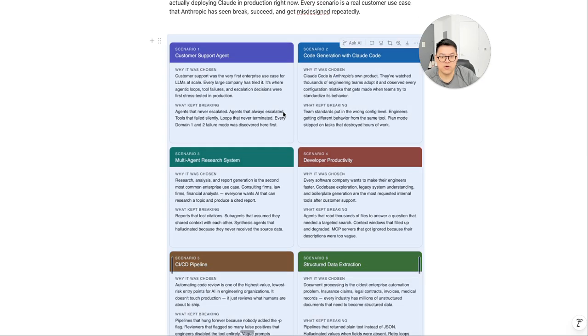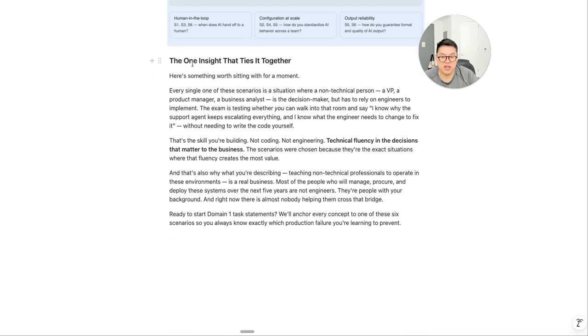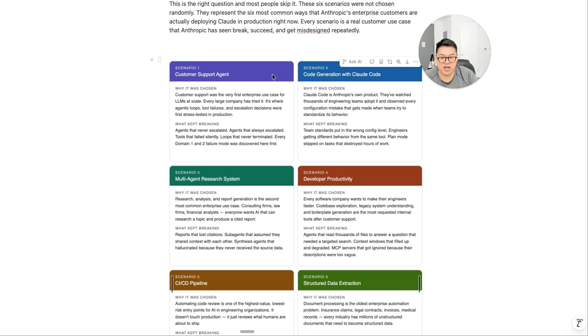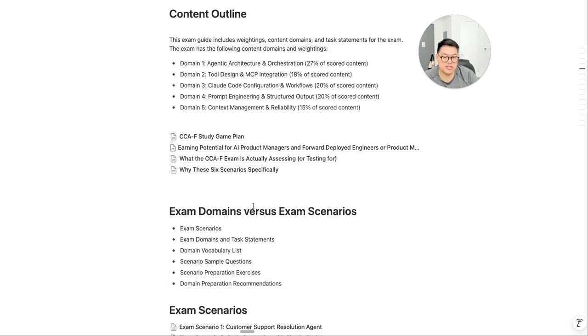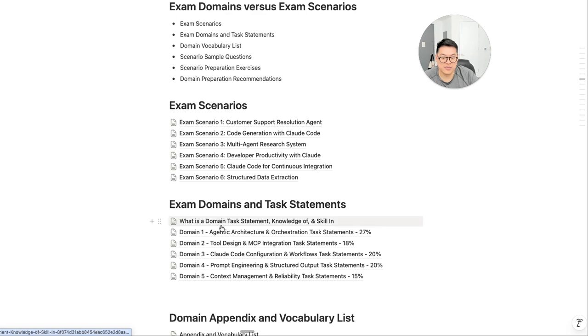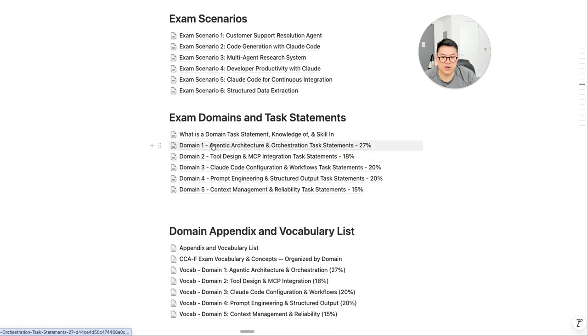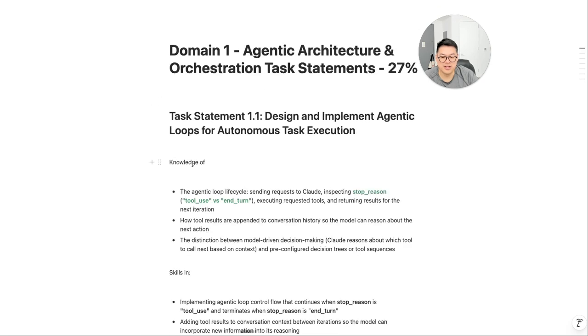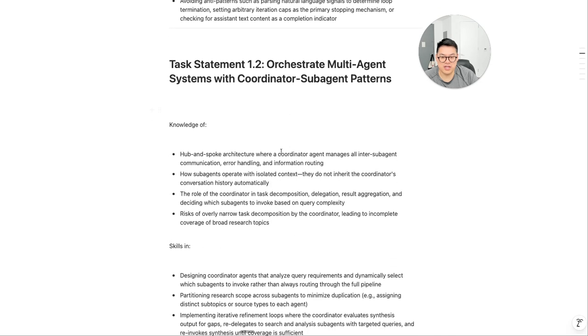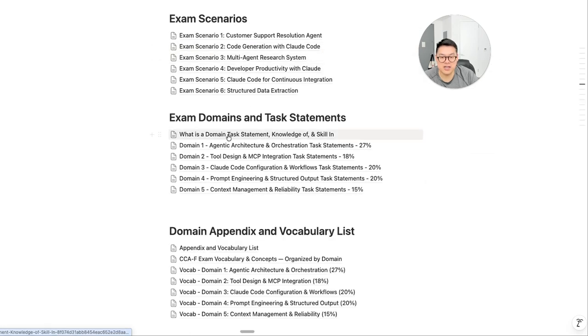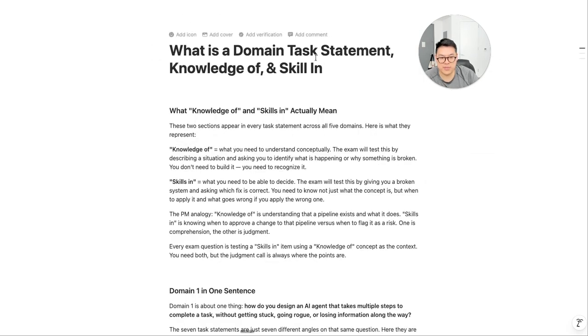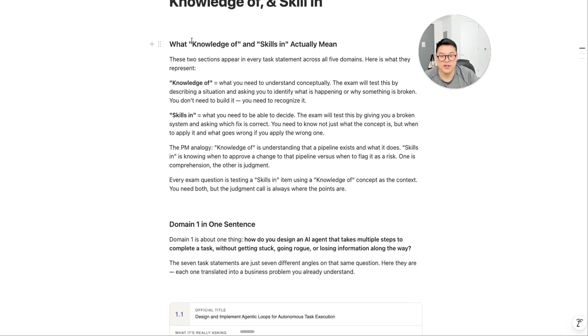Okay, so now we have the one insight that ties everything together. Now I understand that these aren't random scenarios. Something else that I've also wanted to understand is, every single one of these domains has a task statement, knowledge of, and skills in. And I'm like, I have no idea. So I was like, what is the domain task statement, knowledge of, and skills in?